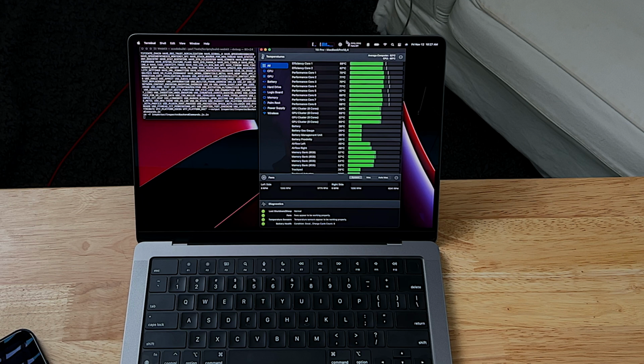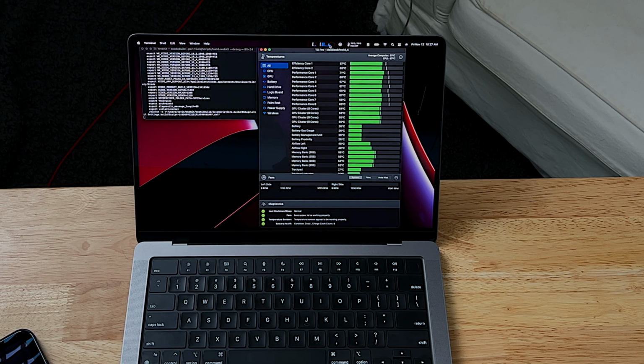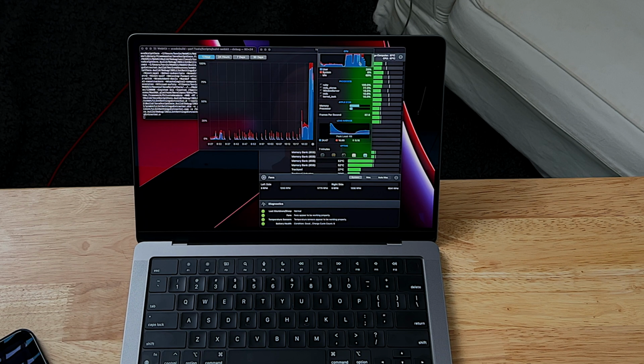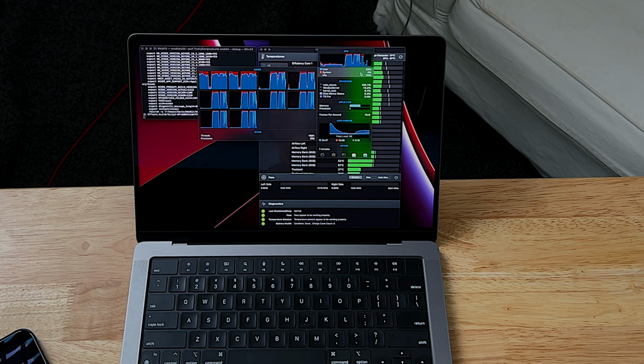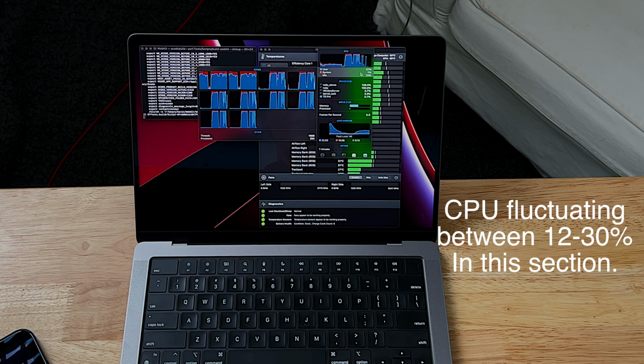All right, so 2.5 minutes in and we are still running at about 70 degrees Celsius here. There's our CPU efficiency, you got the power core. Interesting.